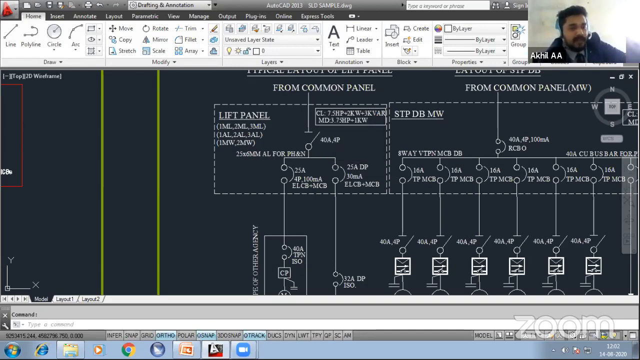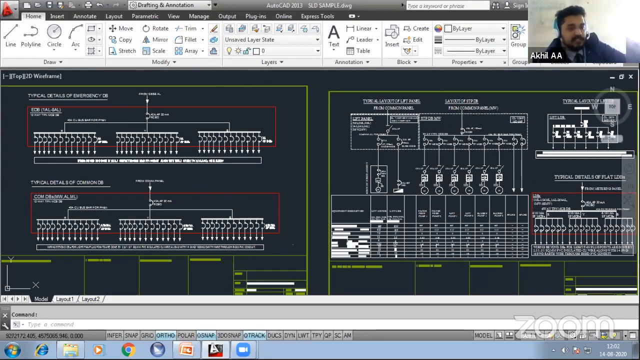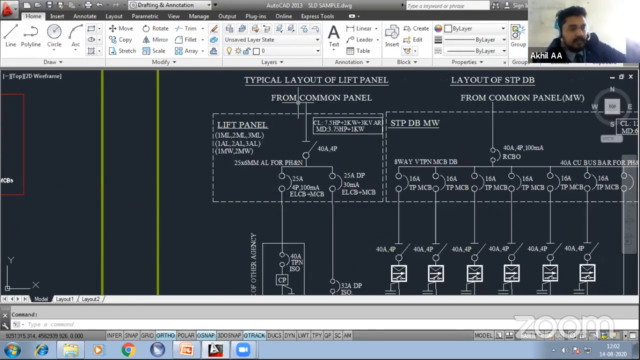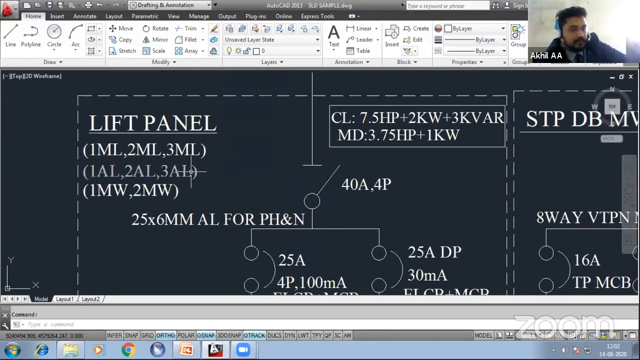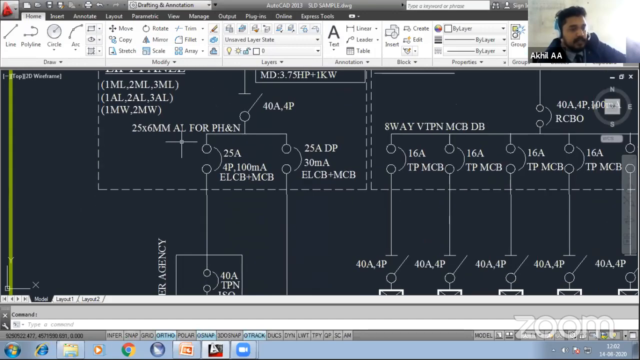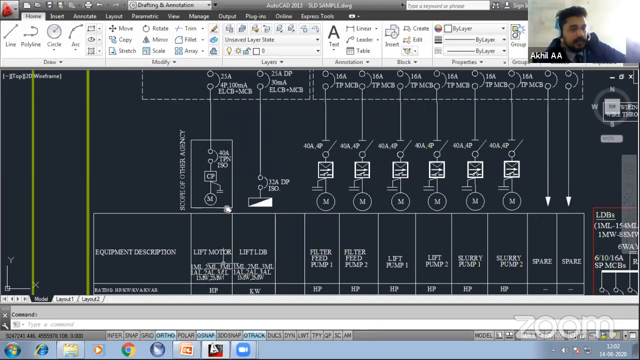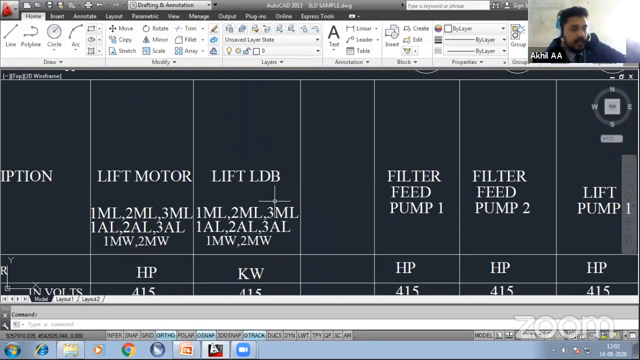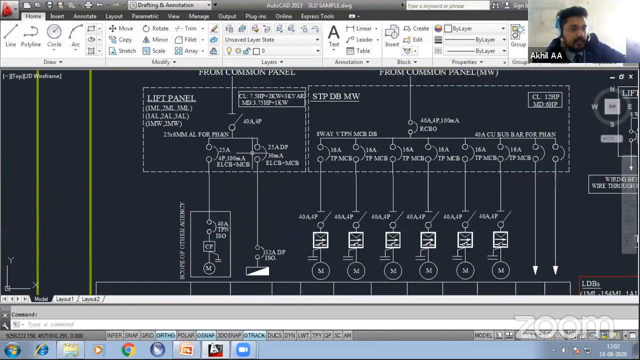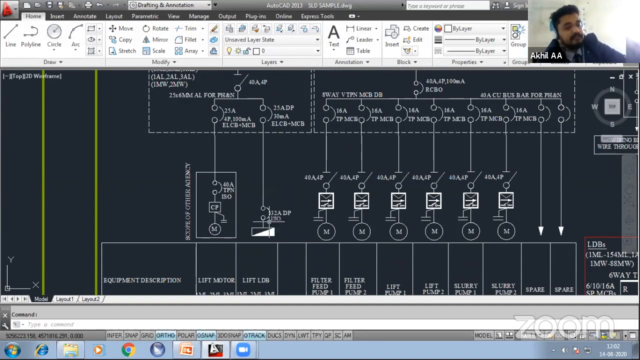So from the common panel, you have again sub connections. That is the lift panel. You can see from the common panel the different connections for the lift panel, and you can see a lift motor of 7.5 HP and a lift DB. From the lift panel, you can see a lift motor as well as a lift DB connection.